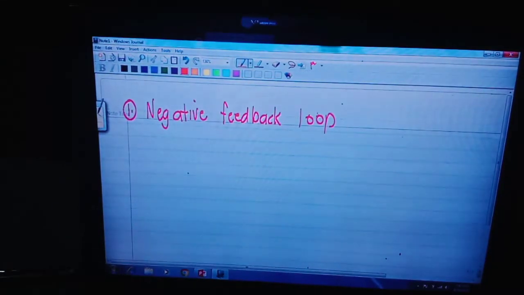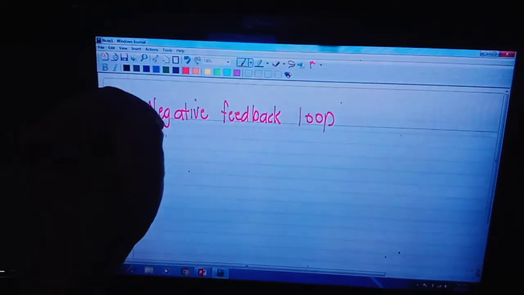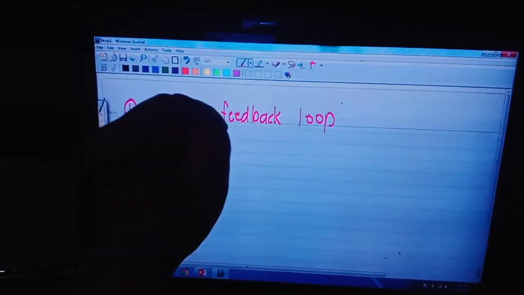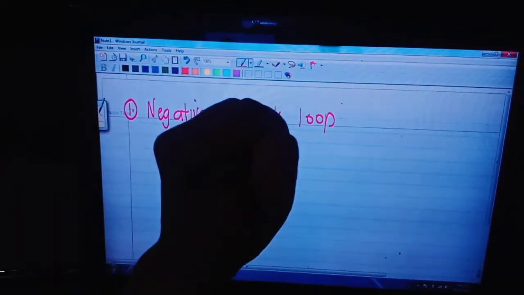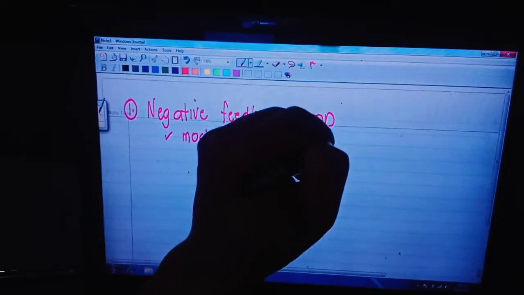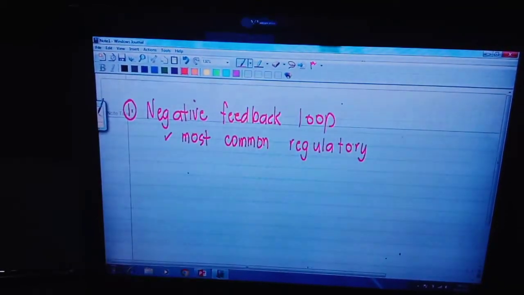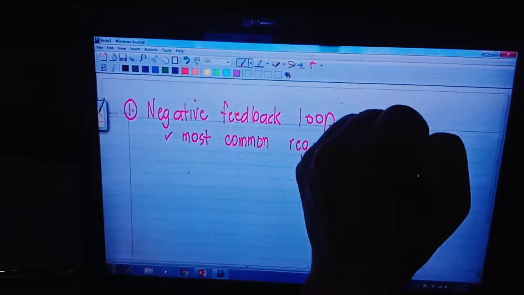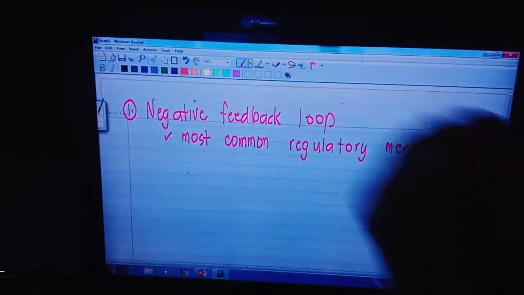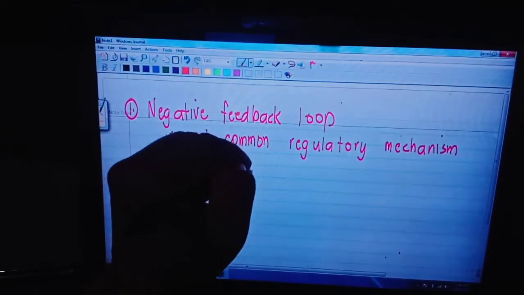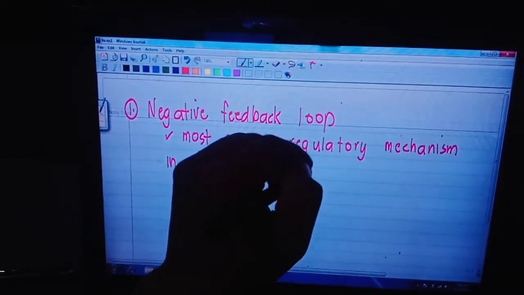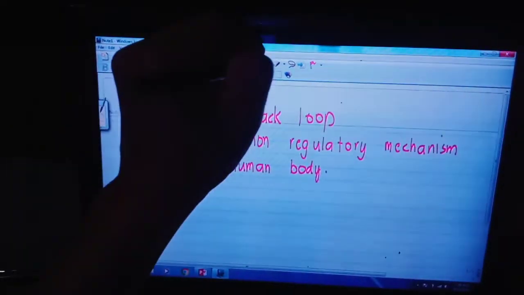Remember that your negative feedback loop is the most common regulatory mechanism in the human body. That's the most common regulatory mechanism in the human body. So that's your negative feedback loop that we call it.